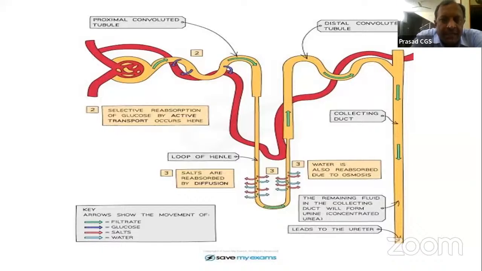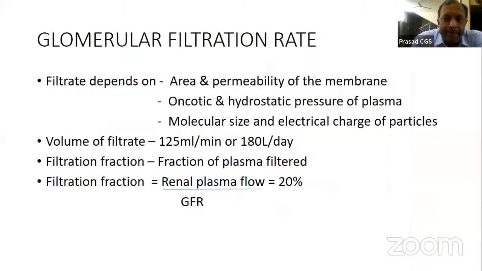So by the time it reaches the tip of the loop of Henle, the urine gets concentrated, and when it ascends in the ascending loop of Henle, it gets diluted. So when it reaches the DCT, the urine is hypotonic. In the DCT, depending upon the secretion of ADH, the concentration of urine takes place, and in the collecting tubule it passes and a concentrated urine is formed. This is in brief about the formation of urine.